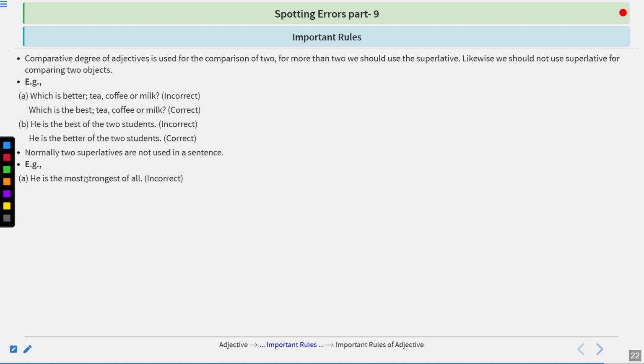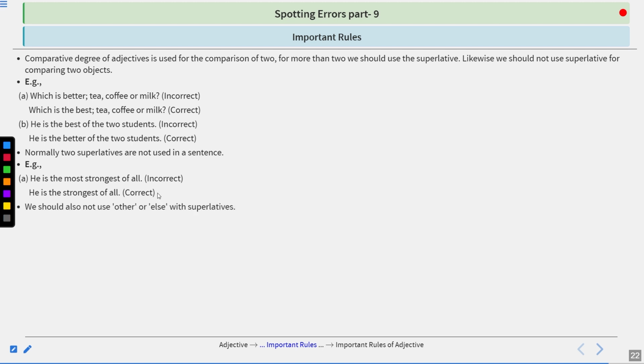Normally, two superlatives are not used in a sentence. Example, he is the most strongest of all, which is incorrect, because we have used the most, which is a superlative degree, and the strongest, which is also superlative degree. We can't use two superlative degrees together in a single sentence. I hope you've understood. He is the strongest of all, which is a correct form.